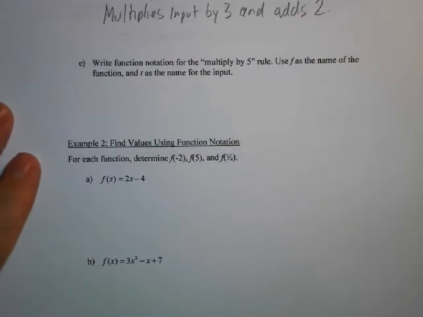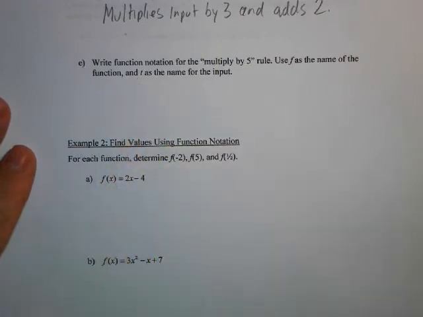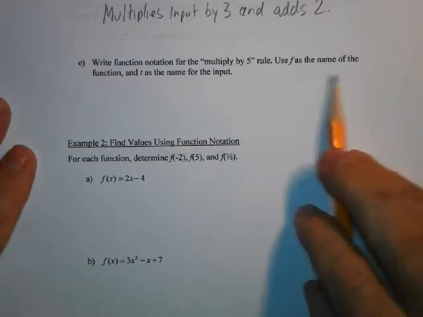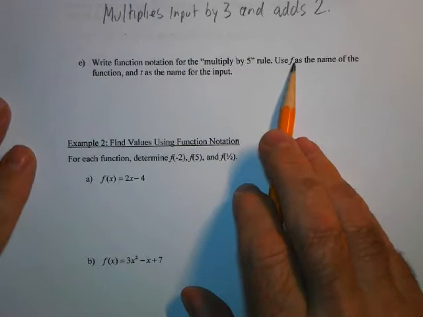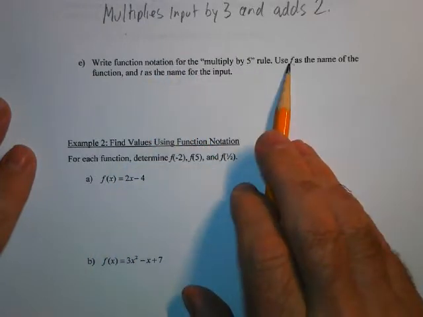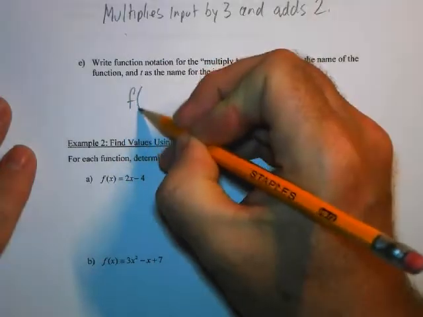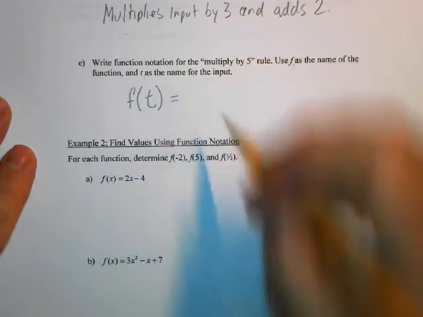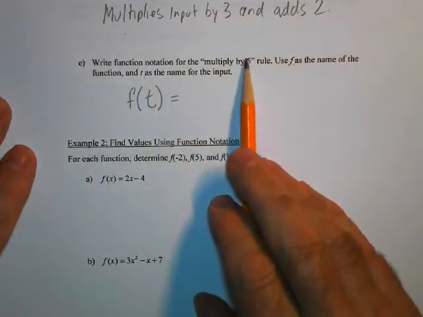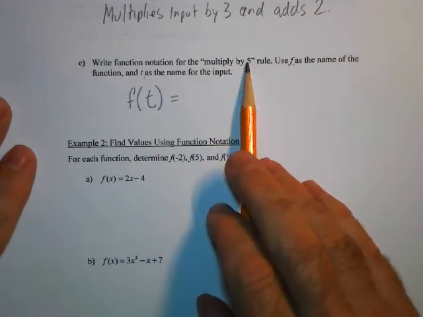Okay, let's try this one here. Write function notation for the multiply by 5 rule. So basically what that means is, multiply by 5 rule means whatever I have as input, I'm multiplying it by 5. Okay, use f as the name of the function and t as the name for the input. Okay, so right away, if I know I'm writing function notation, there's the name of the function. What's the input? We're calling the input t. And what does this function f do? It tells here it multiplies by 5, which basically infers multiplies the input by 5.